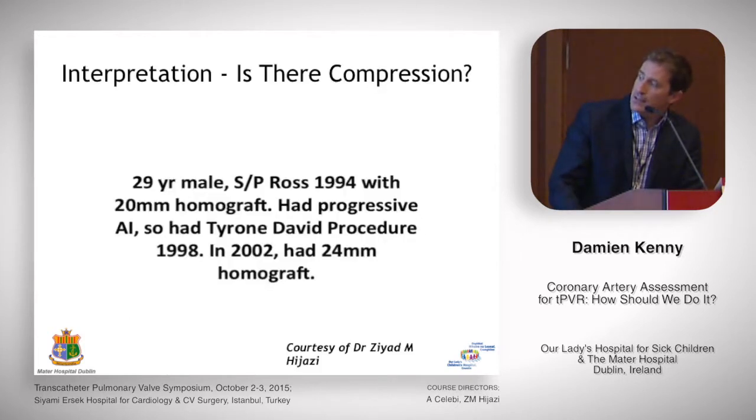So this is a case that Ziad kindly gave to me, and is there a different way when you interpret it to see if there is compression or not? And this is a 29-year-old male who had a Ross 20 millimeter homograft and then had an aortic root replacement due to progressive AI. And you can see the coronary angiogram, you can see significant calcification of the aortic root. It's a selective left coronary angiogram, and then assessment with balloon inflation in the RVOT of a compliant balloon to see where the coronaries are in relation to the balloon.